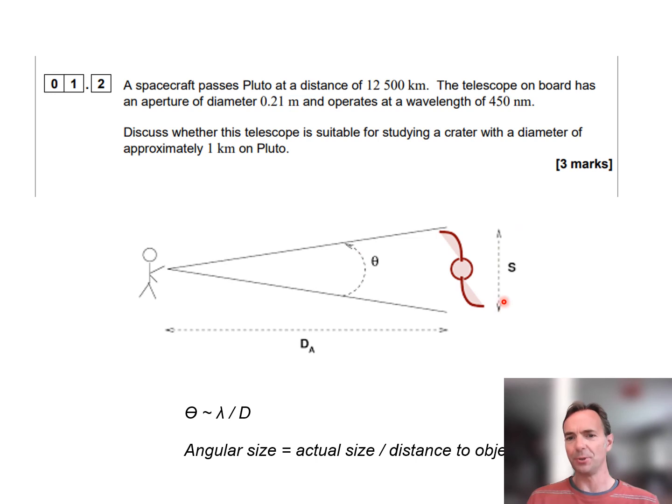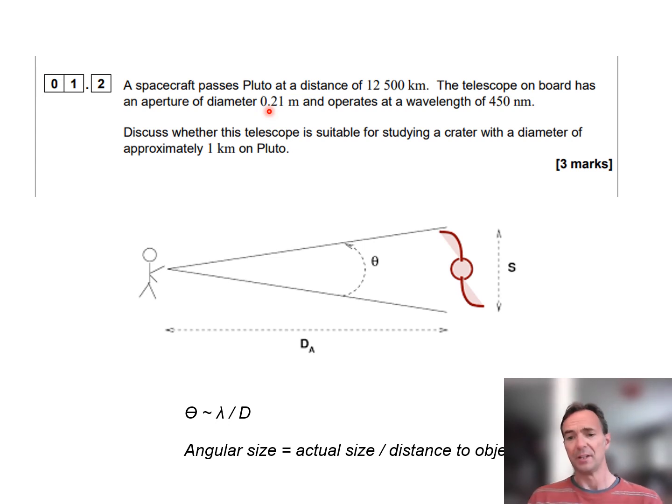So your angular size is always the size of the actual object. In this case, it's 1 kilometer. This is a galaxy I've got here, but it's a crater. So this will be 1 kilometer, and this will be 12,500. And then, of course, your angular resolution, which is theta equals lambda over d. Theta, of course, is what we want. Lambda is 450 times 10 to the power minus 9, because it's nanometers, divided by your diameter. And compare those two. 3 marks, great.